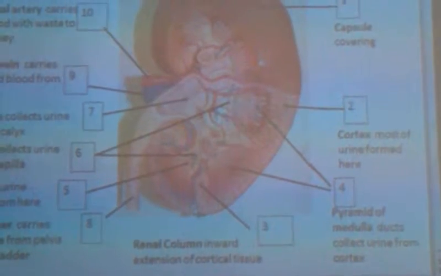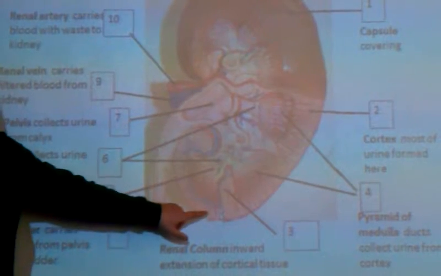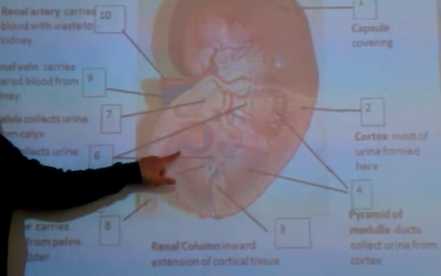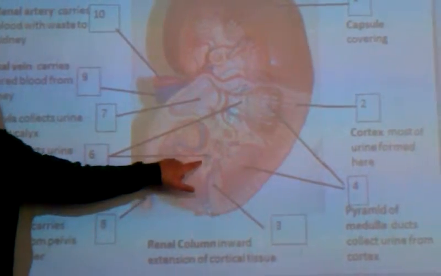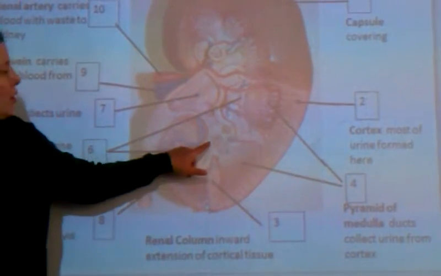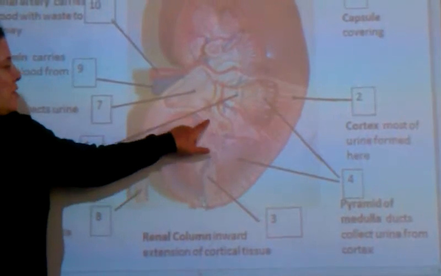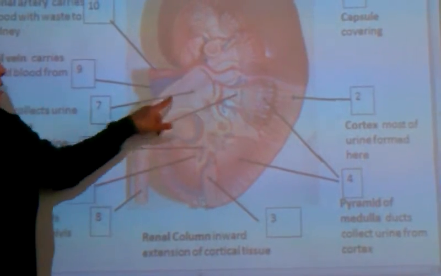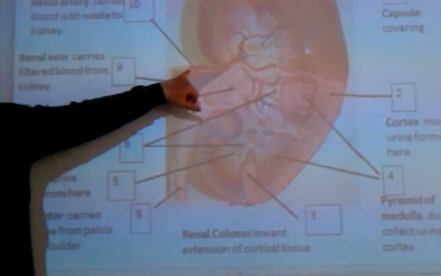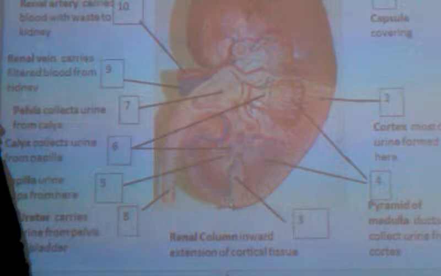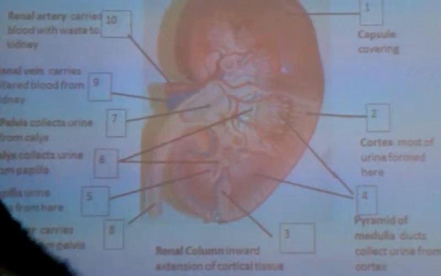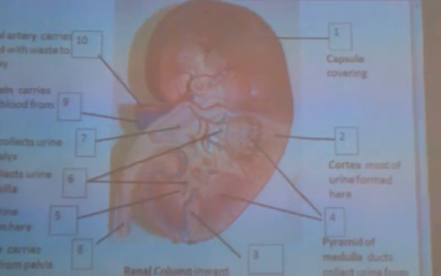ureter. So structures to identify are renal cortex, renal pyramid, renal papilla, renal calyces, renal pyramid, and we can also see our renal artery and our renal vein as well. Okay. Oh, and we have our renal capsule.